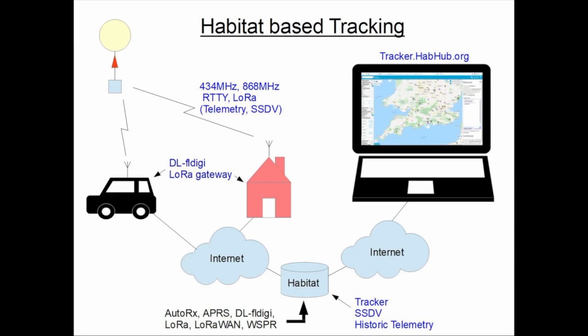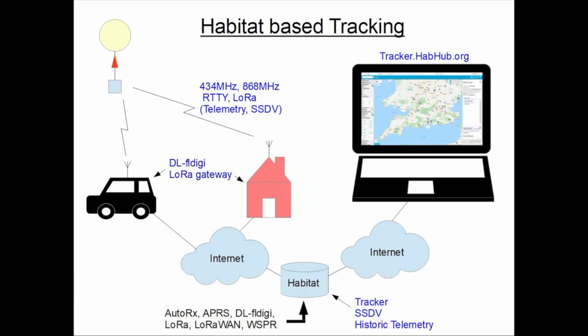We've got AutoRx, which automatically tracks Met Office radiosondes. We've got interfaces to APRS. We can actually pull data off of APRS and put it on the Habitat tracker. There's DL-FLDigi, which I've mentioned, and LoRa and LoRaWAN. We've got a gateway for LoRaWAN. And I also believe people pull off Whisper and send it for balloon tracking, send that to Habitat too. So a number of sources of data which all end up as balloons on the Habitat tracker.